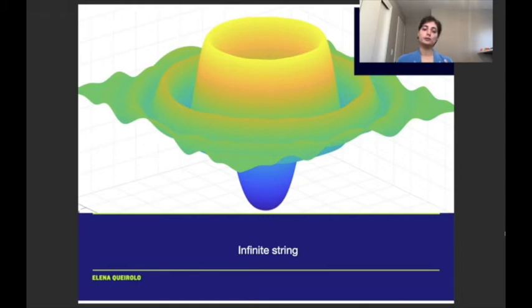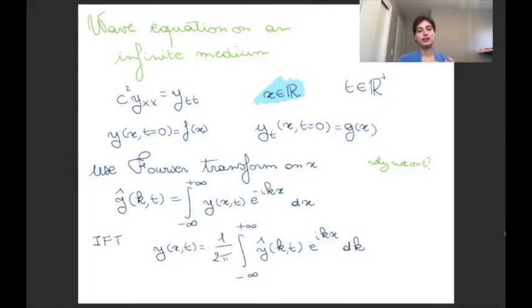Now that we have solved the wave equation on an interval, we want to change it into an infinite string. So we are imagining that the string we're plucking is infinitely long. That is represented by the fact that x doesn't belong anymore to an interval from 0 to L, but x is in R. We have the same wave equation as before, and we have the same initial conditions on y and on y_t.